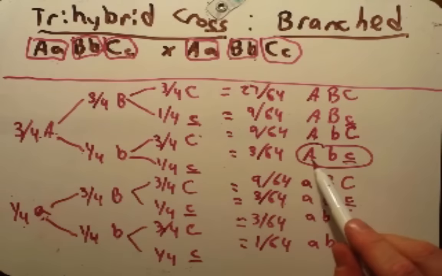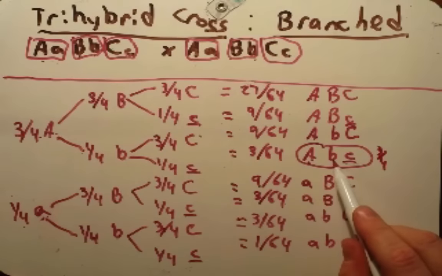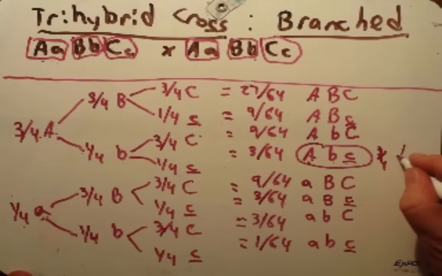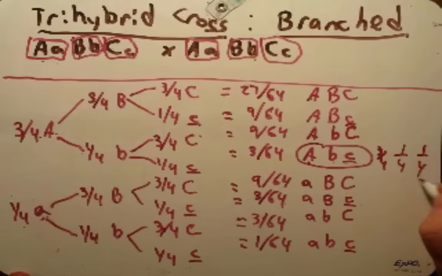All you would have to do is say, what's the probability of being big A? 3/4. Then you'd ask yourself, what's the probability of being little b? And that's 1/4. And probability of being little c is also 1/4. So you don't have to do the whole table if you're not asked to do the whole table. You can just do one component at a time.